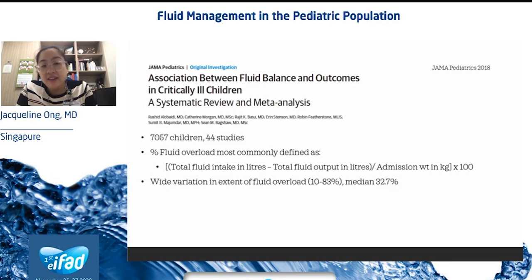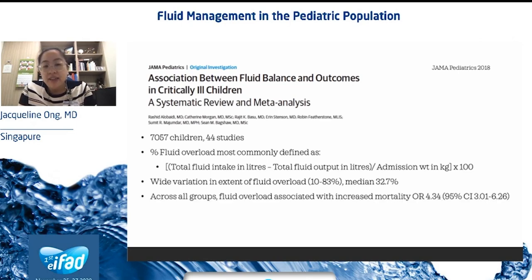They found that across these 44 studies, there was a wide variation in the extent of fluid overload, with some papers quoting up to 83% fluid overload, which is a lot. The median was somewhere around 30% above the weight, which is significant. But however much the degree of fluid overload, whether low or high, across all groups it was associated with increased mortality, with more than a 4 times odds ratio of mortality. And this is enormous in pediatrics.